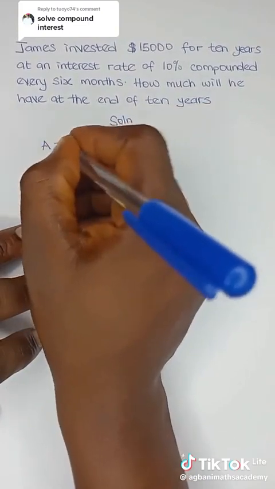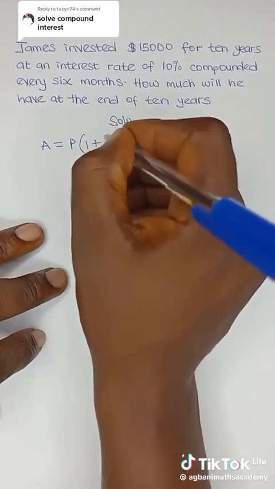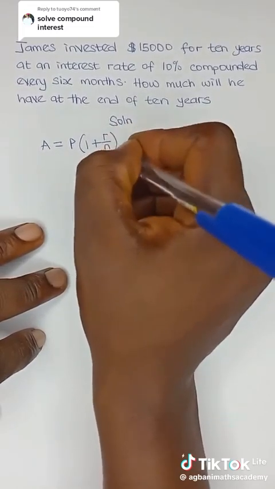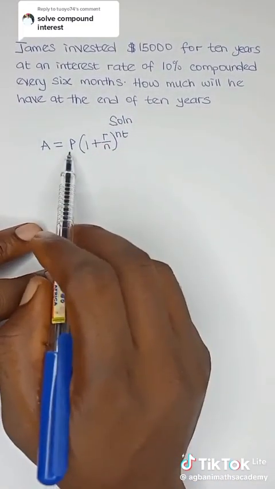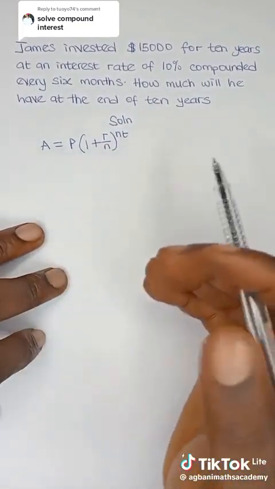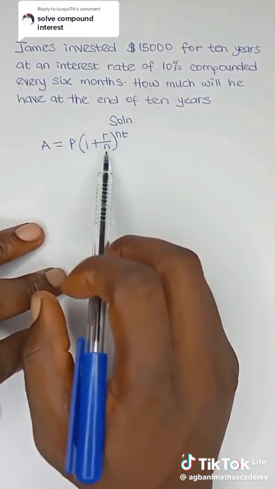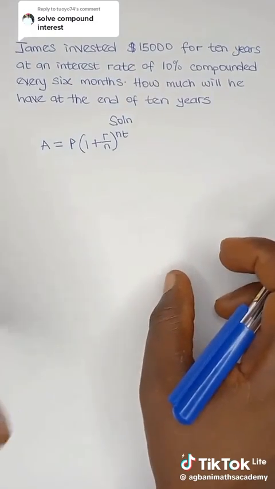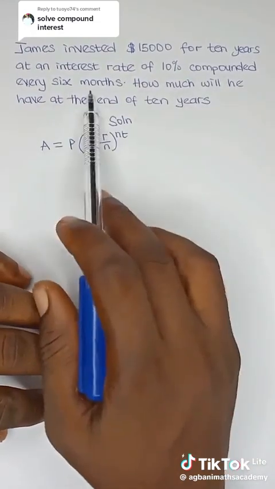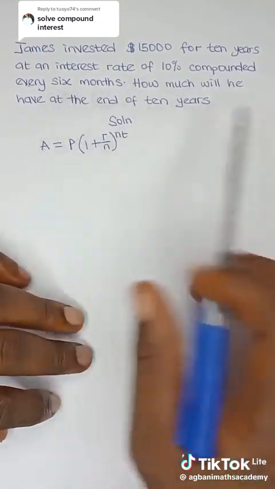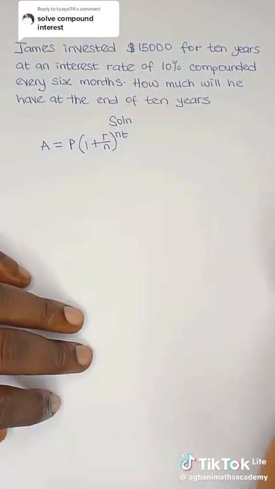A, which is the final amount, is equal to P into (1 plus R over N) raised to power NT. Here, P is the principal, which is the money invested. R is the rate, we know it as 10%. N is the number of times the amount is compounded per year. And remember, we are told that it is compounded every 6 months. So the number of times compounded determines our value of N, and our T is the number of years.